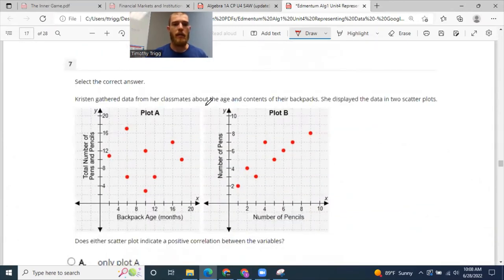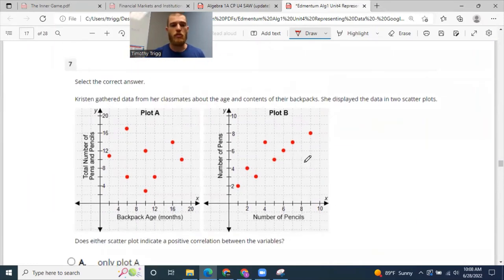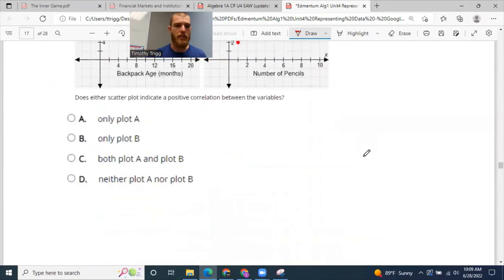Kristen gathered data from her classmates about the age and contents of their backpacks. She displayed the data in two scatter plots. So we could see, does either scatter plot indicate a positive correlation? So which of these two shows a positive correlation? Remember, if the data just looks random, that is no correlation. Whereas if the data is going upward as you go from left to right, that's a positive correlation.